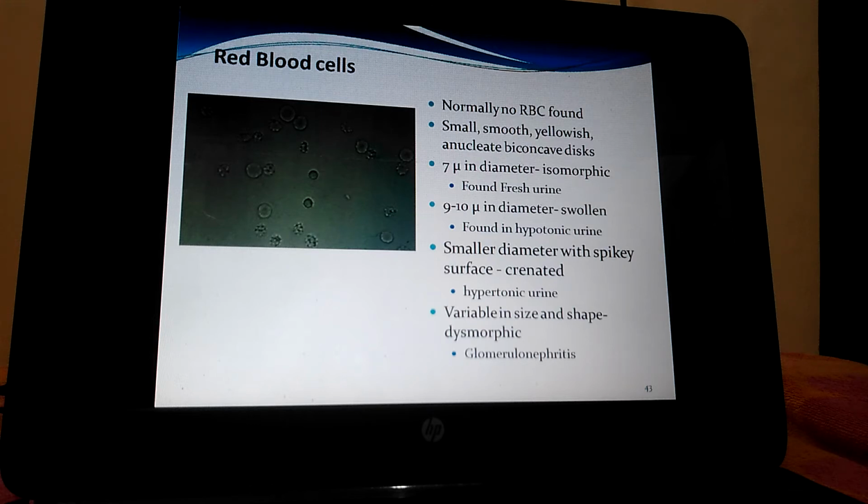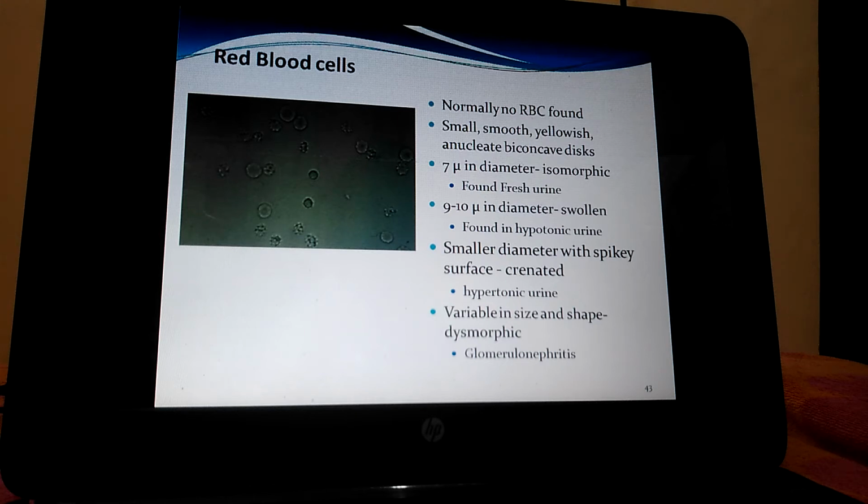Red blood cells. Under microscope, normally no RBCs are found in normal urine. In urine, under microscope, the red blood cells are seen as small, smooth, yellowish, anechoic biconcave discs. 7 micrometer in diameter and isomorphic RBCs are seen in fresh urine. 9 to 10 micron diameter RBCs are seen in hypotonic urine.